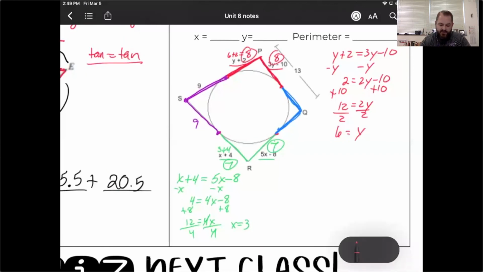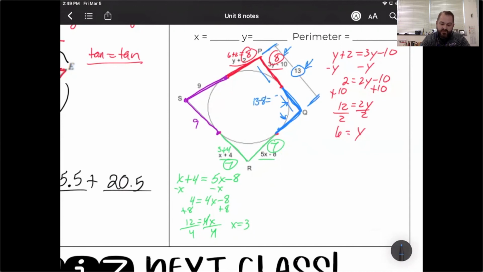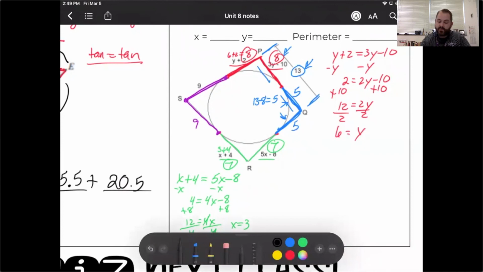Now I can find these blue segments that I'm missing, here and here, because they tell you the entire segment from P to Q is 13. Remember, part plus part equals whole. So that 13 minus this 8 would give me 5. So that's that first segment there, so the other side is also 5. Now I can start adding my pieces together to get my perimeter.